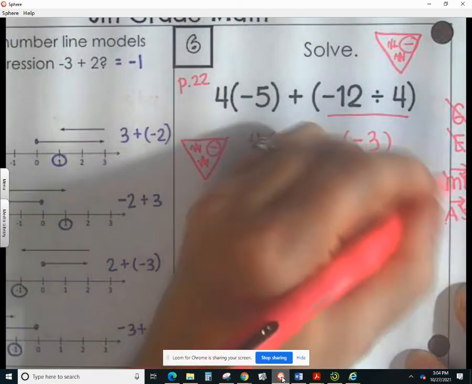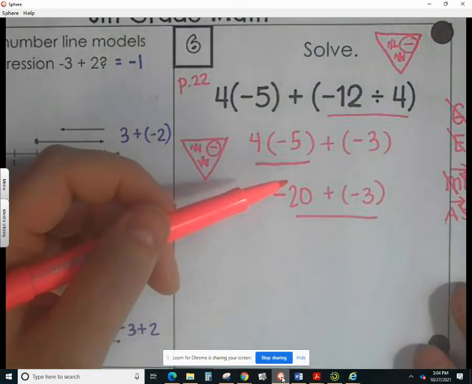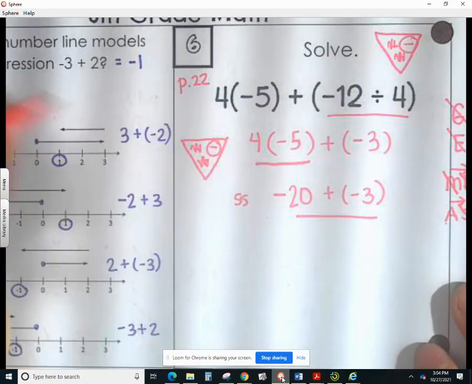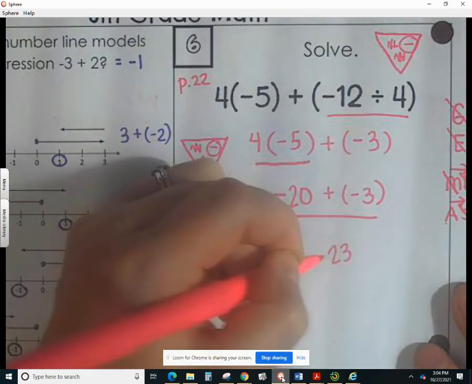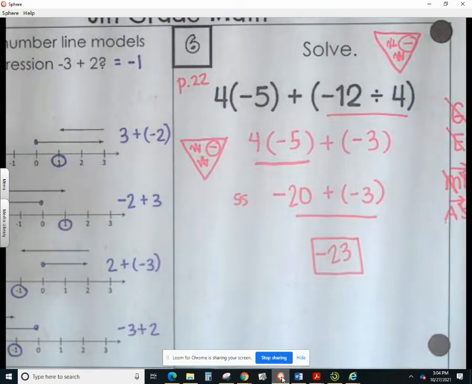Okay, then all we have left is the addition. Remember that we have to see if it's same signs or different signs. So this is same signs. Same signs, we find the sum, we add them together, and we keep the same sign. So our answer for that is negative 23.